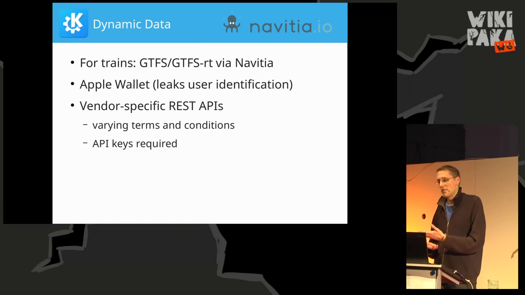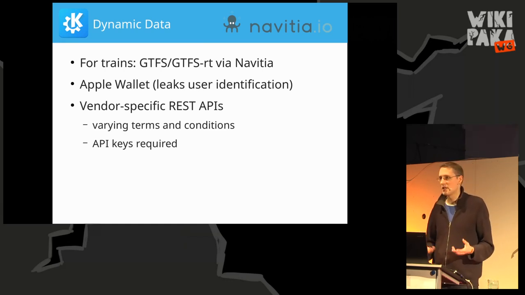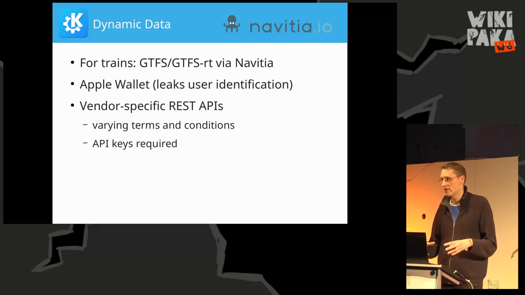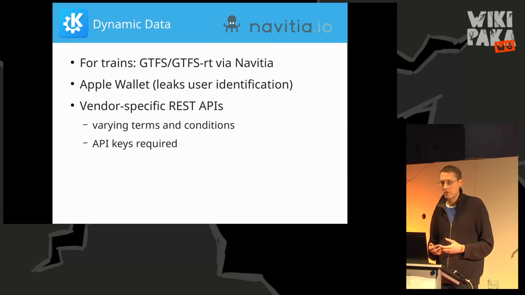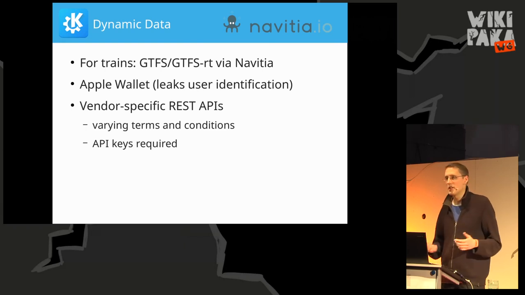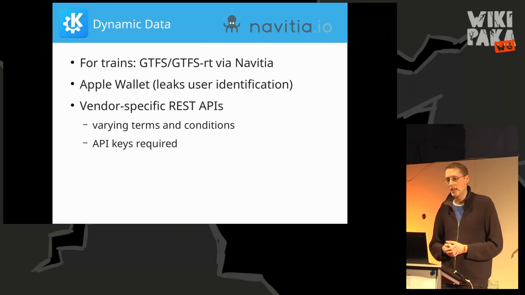And then there's Navitia, which is a free software implementation of a routing and journey query service that consumes all of those open data schedule information, and that then in turn we can use again to find out departure schedules, delays, and that kind of live information.